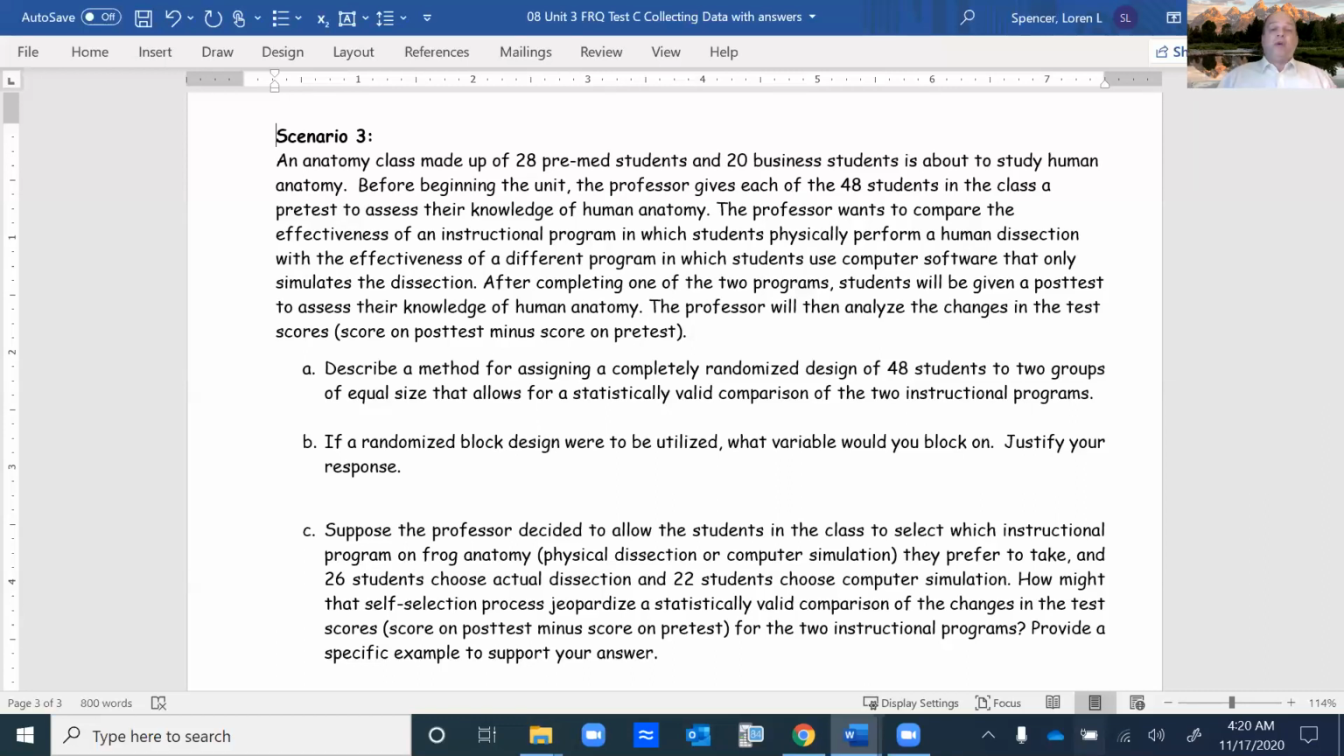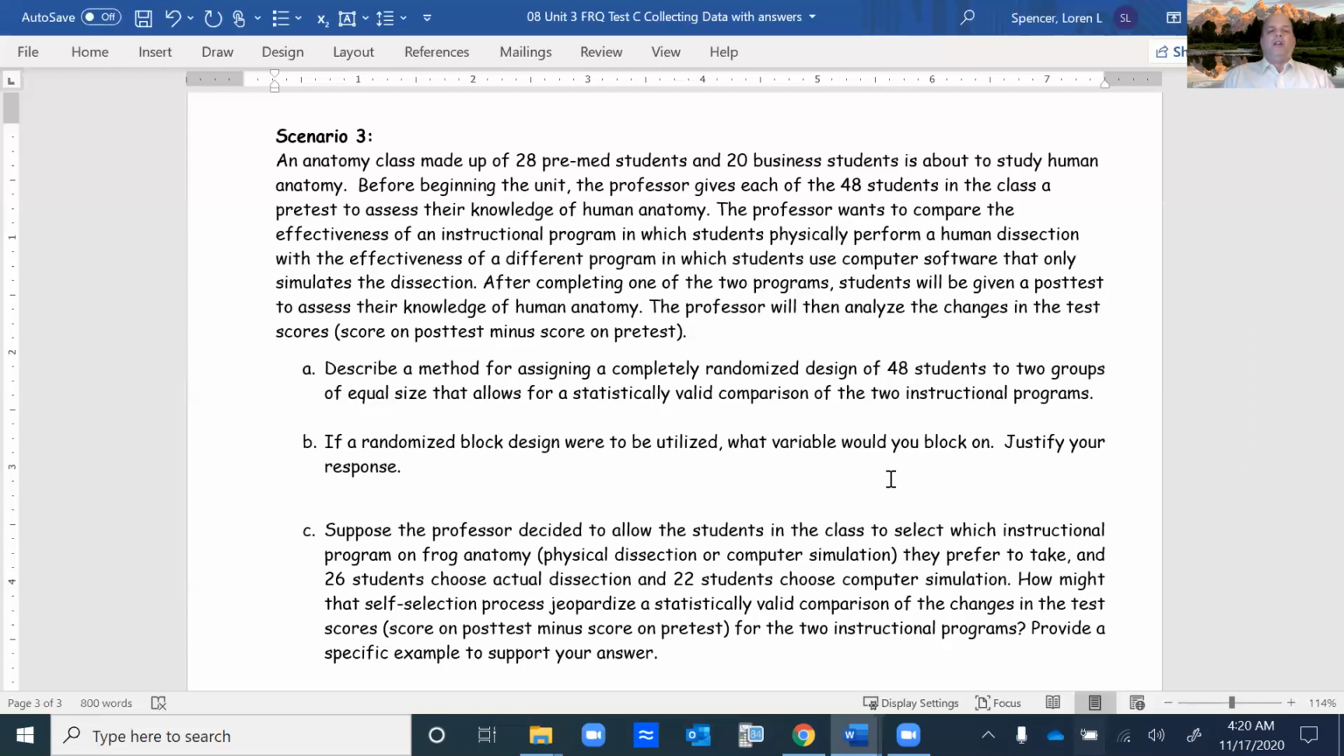My blocks are not of equal size, and that's okay. I have 28 in one and 20 in the other, and that's probably equal enough. The main thing is to block on the variable that you think will have the greatest impact. And I think the pre-med students are going to perform differently than the business students. So I want to block on that characteristic of what they're studying.